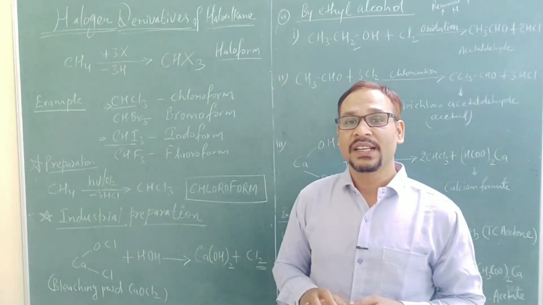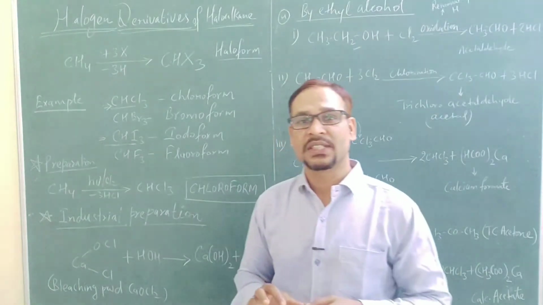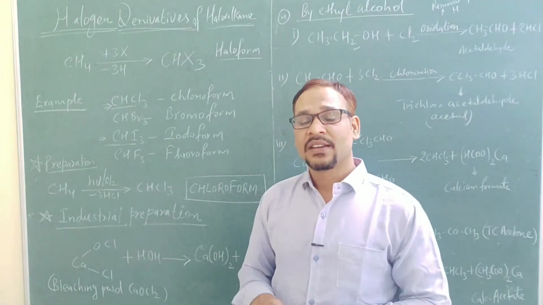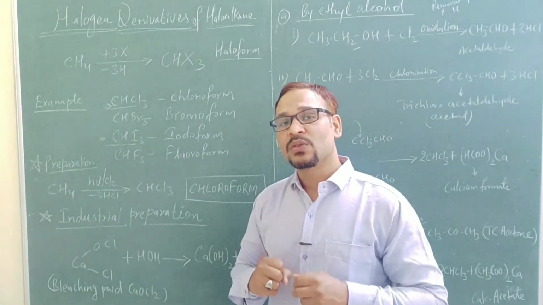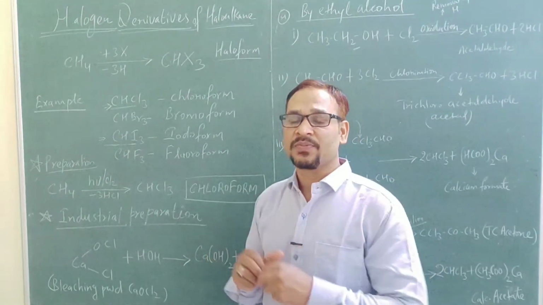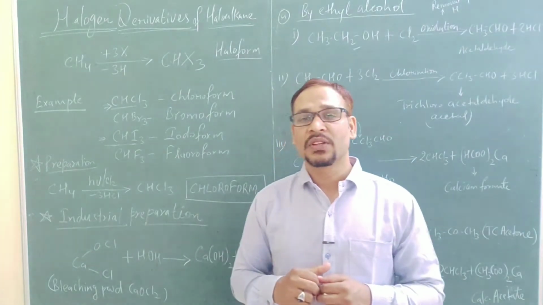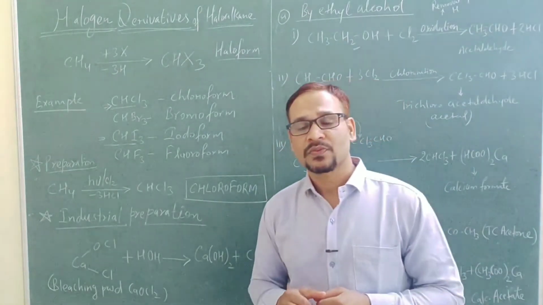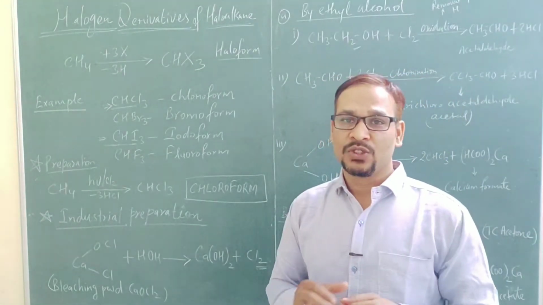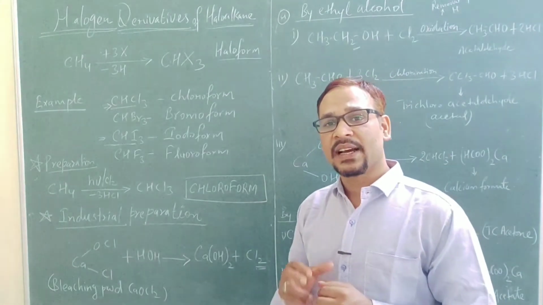Now, very importantly, how is it prepared in industry? Industrial preparation is very important, and sometimes it is directly asked how chloroform or iodoform is prepared by industrial preparation. So here we see what happened. In the industrial preparation, first of all we have to produce or form the base and halogen. So how will we produce the base and halogen?